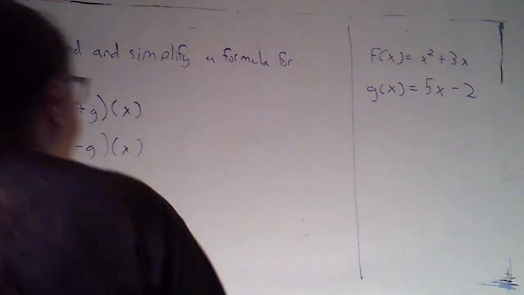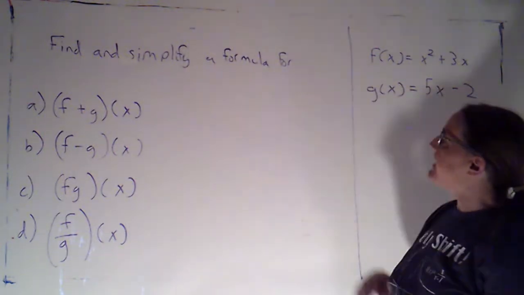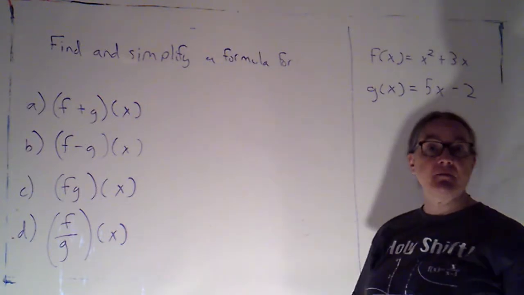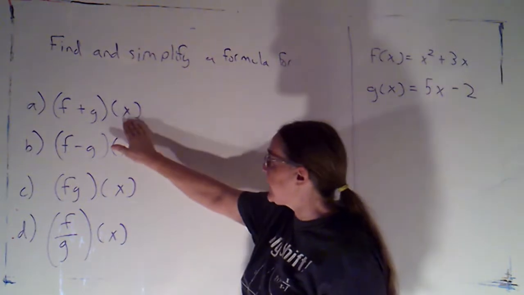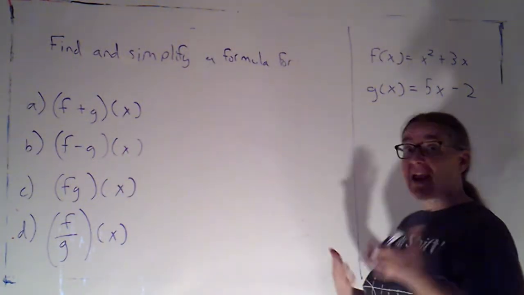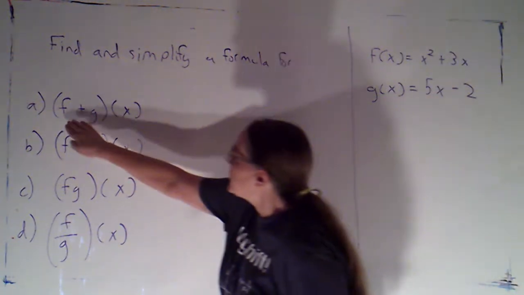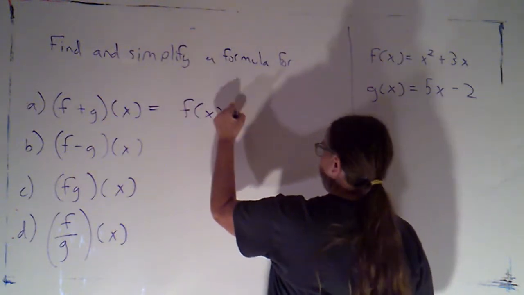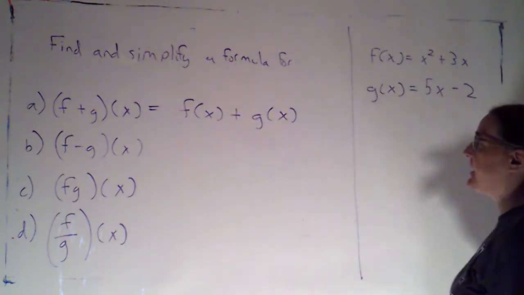I've got a couple of functions, f of x and g of x, written up over here. Our directions are to find and simplify a formula for these new functions that I can build out of them using arithmetic. What we did previously is plug in a particular number for x. Now I'm just trying to come up with a general formula for this new function. So, with f plus g of x, I know that's just f of x plus g of x. That's the definition of this new function.